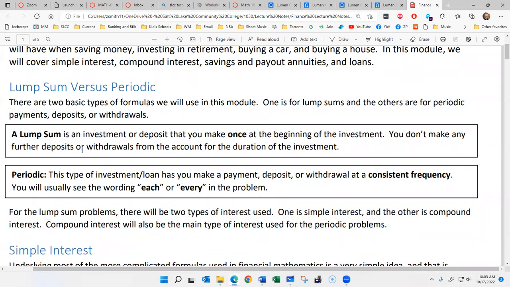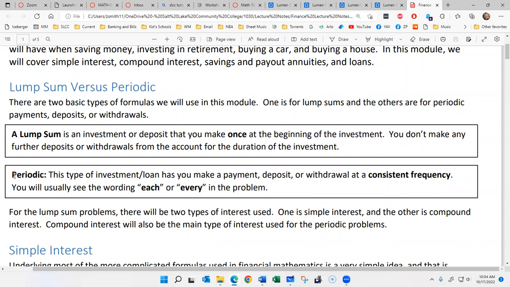So a lump sum is an investment or a deposit that you make once at the beginning of the investment. You don't make any other further deposits or withdrawals from the account during the investment. So this often happens when people get like a payoff from a lawsuit or with an inheritance perhaps, or winning the lottery or a tax return. All of a sudden you have just a lump sum of money and you want to put it in the bank.